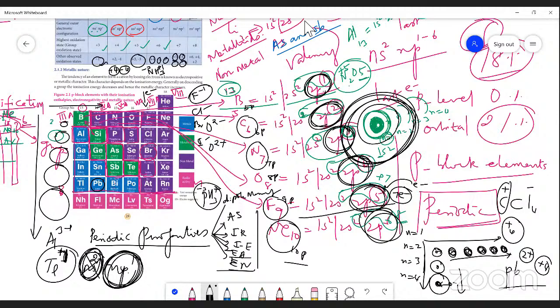Because of the gaining, we can represent it as F minus, Cl minus, Br minus, I minus. The point is, this is the oxidation state.